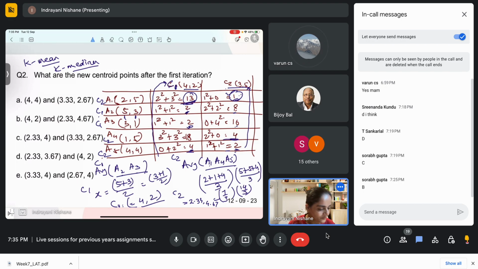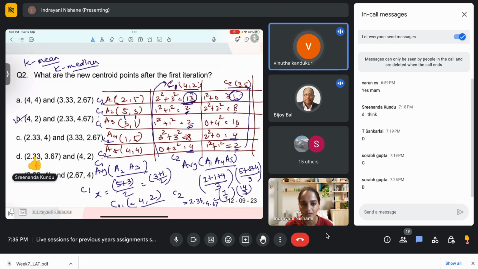Option B. Yeah, so this will be the correct answer. Everybody's calculation is matching with what we have calculated here. I actually missed track of the second C2 calculation.